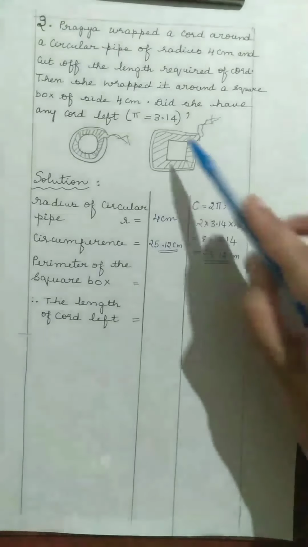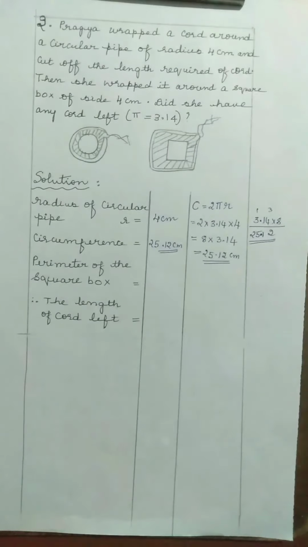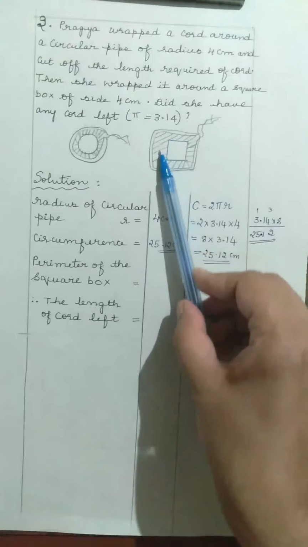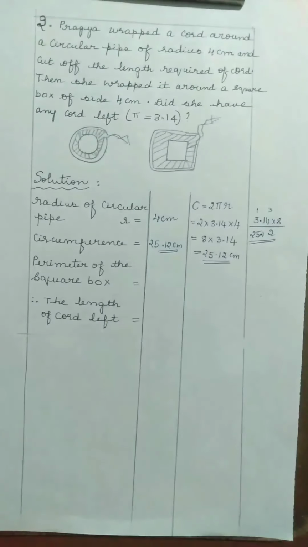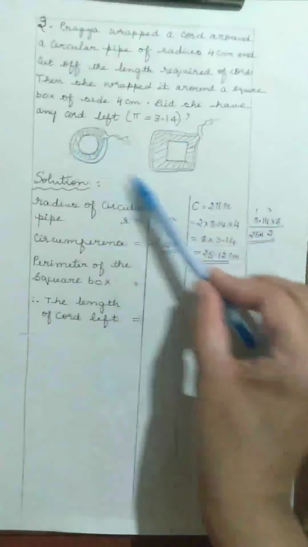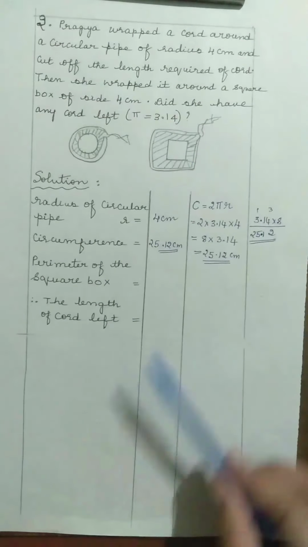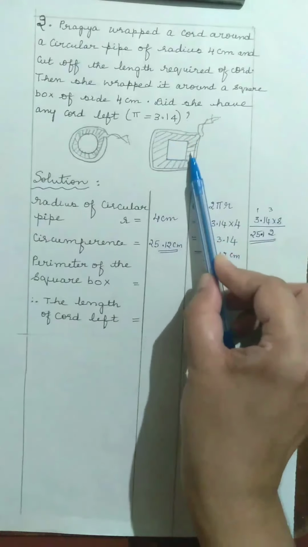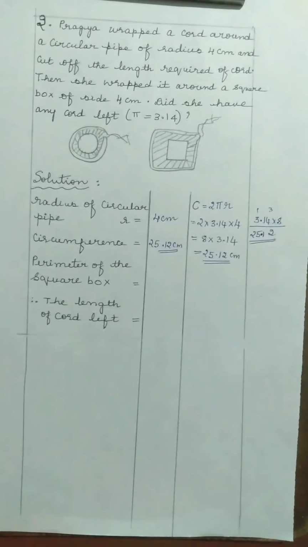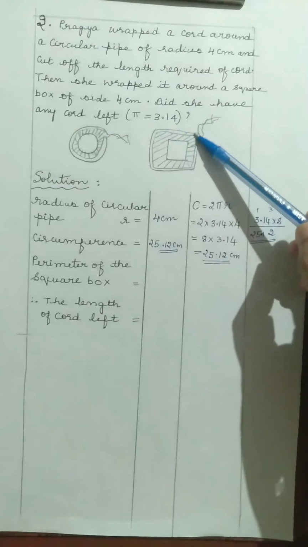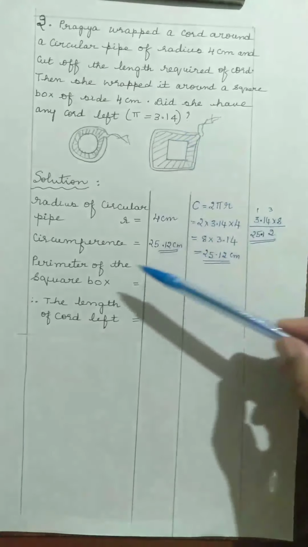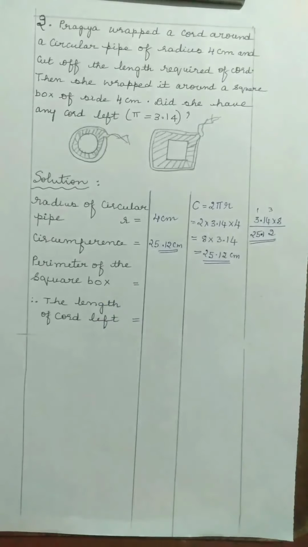Next, come to the square. Now we need to find out the perimeter of the square box. In the next step, the cord was wrapped onto the square box, children. Therefore, now we need to find out the perimeter of the square box. We know that perimeter is the distance around the closed figure.